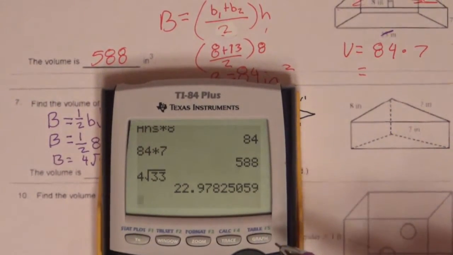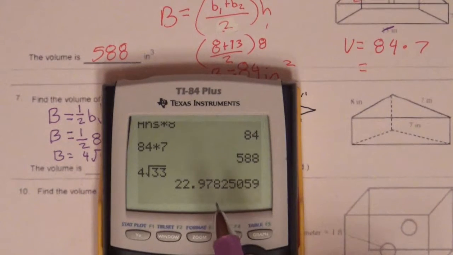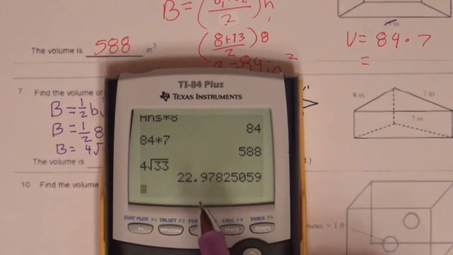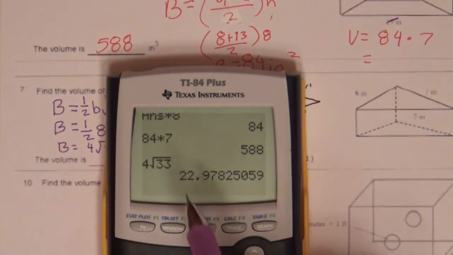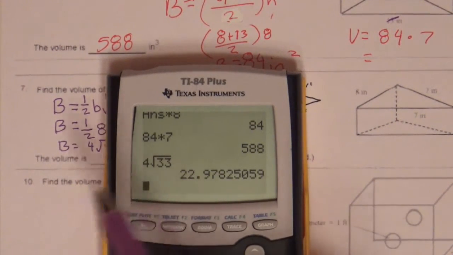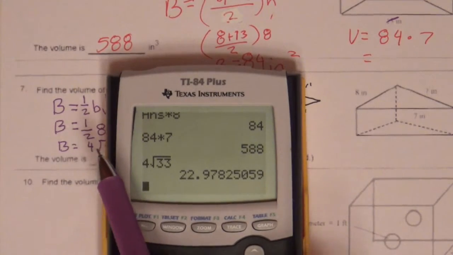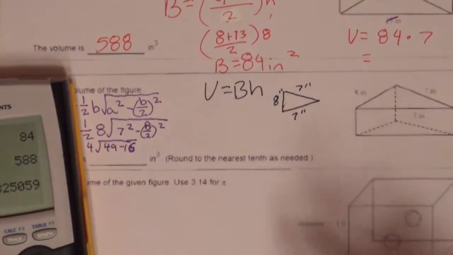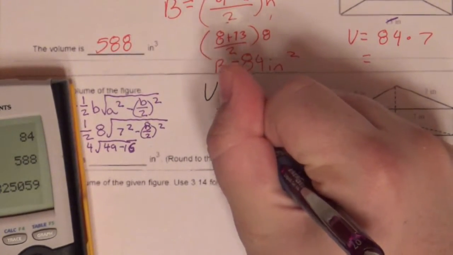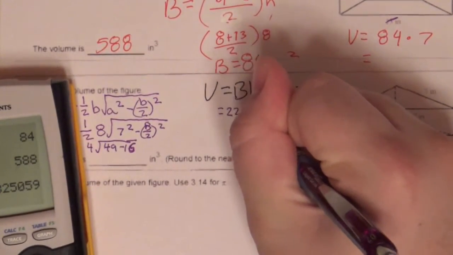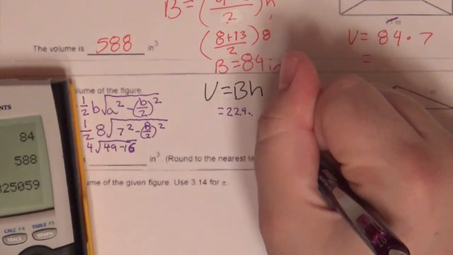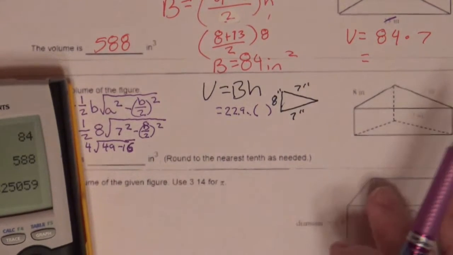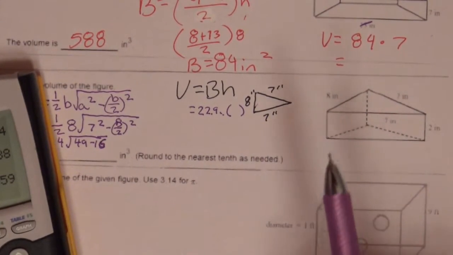Now I could write this down, but I'm not. And here's the reason why. I've always told you never round till the very end of your problem. What you have in your calculator right now is capital B. So if you know what capital B is, we can plug everything in. I'm just going to put 22.9 blah blah blah for now. And I'm going to multiply that by the height of my entire three-dimensional shape. Why?